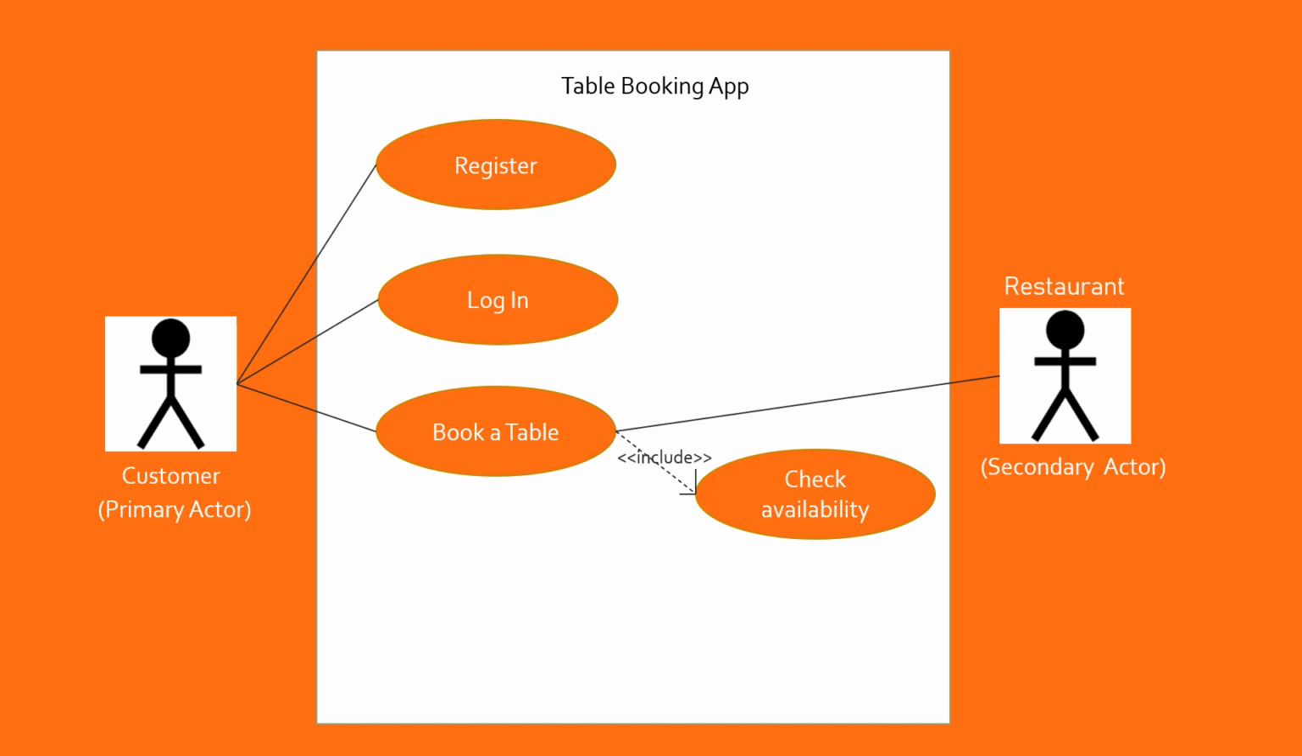Let's say if the tables are not available for a particular day and time which the customer has selected, then an error message needs to be displayed. Since this use case is triggered only in a condition when the table is not available, this is indicated by an extend relationship with the dotted lines and the word extend written on it. And the extend relationship is usually represented with an arrow facing the base use case, which is book a table.